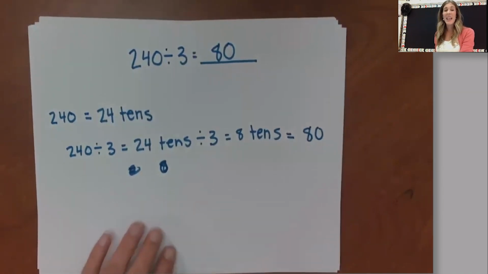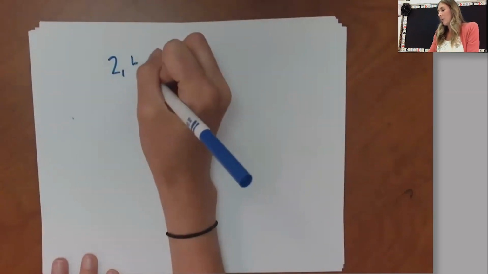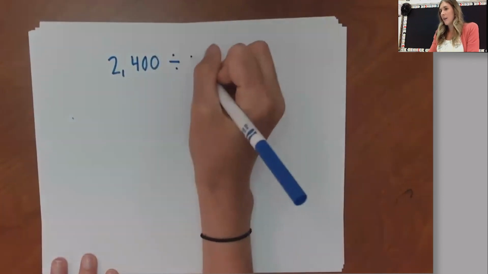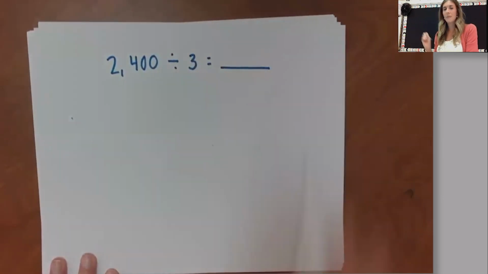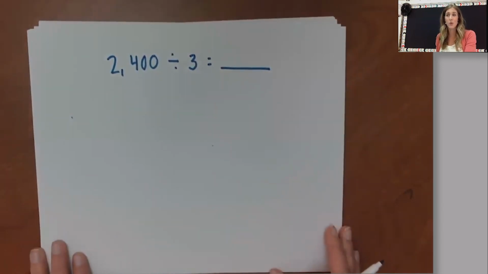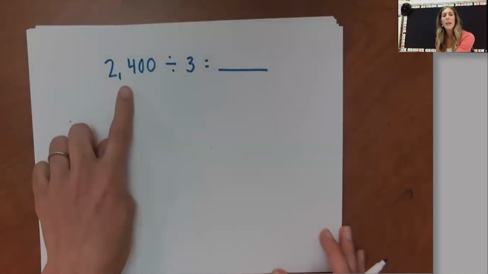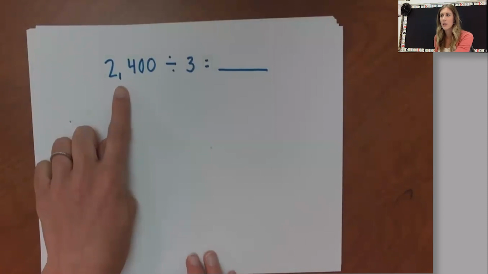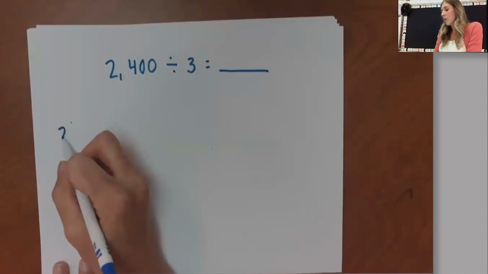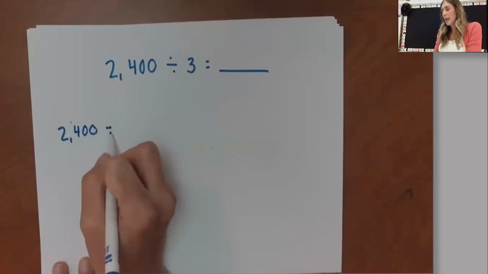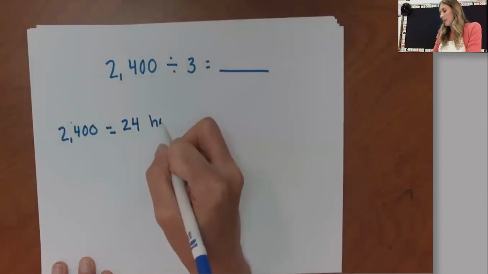So let's try it with an even larger number. 2,400 divided by 3. It would take a long time to draw these numbers, so we'll use place value and basic facts to divide. Instead of tens, let's use hundreds to rewrite 2,400. So how many hundreds are in 2,400? Great job. 2,400 is equal to 24 hundreds.